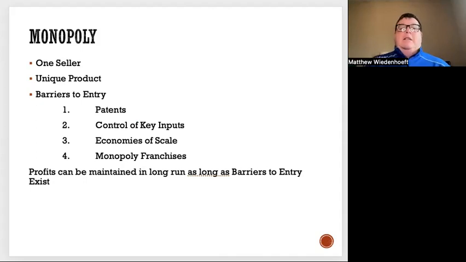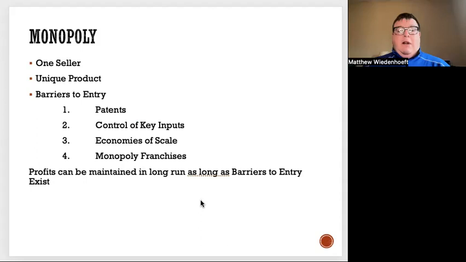Barriers to entry: patents. You can't just start creating EpiPens. There's a patent for that. So a patent will be a barrier to entry. Control of key inputs. Again, we talk the diamond company. There's only so many diamond mines, and if they own 92%, how are you going to get into that? Economies of scale. Is there money to be made? Can you grow the company? Does the economics support it?